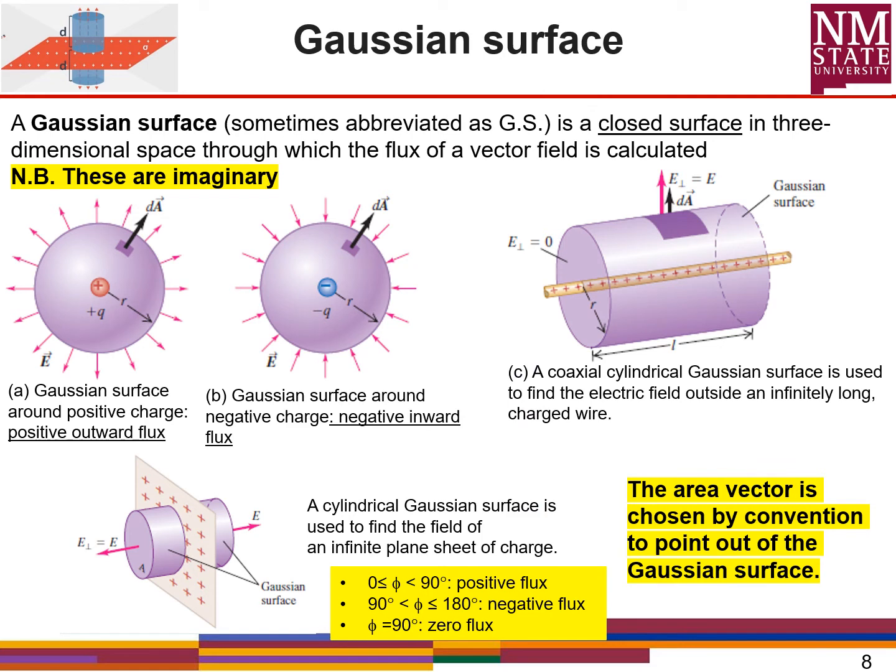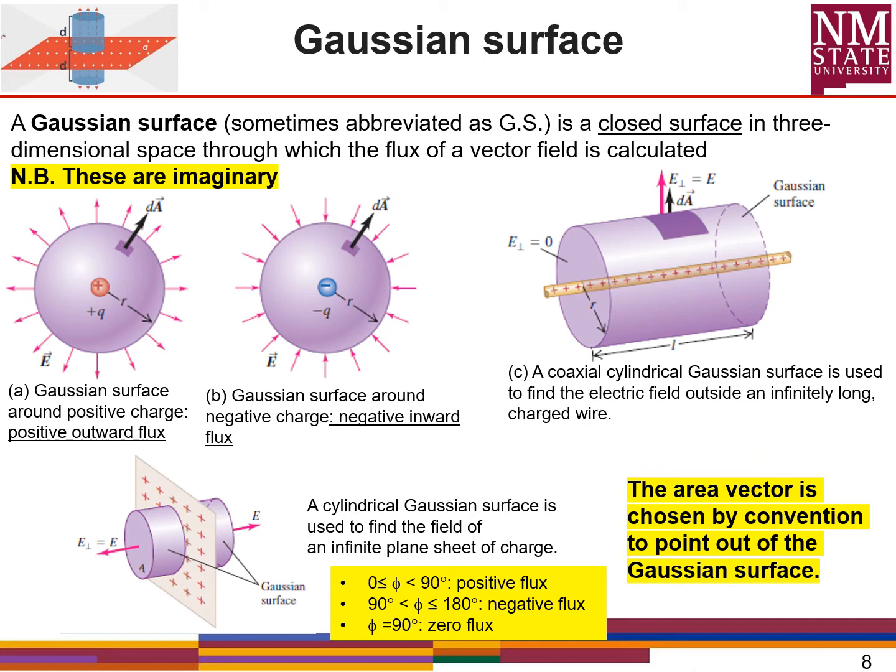Before I go to Gauss's law, let's talk about the Gaussian surface. It is very important. A Gaussian surface, sometimes abbreviated as G.S., is a closed surface in three-dimensional space through which the flux of a vector field is calculated. That is the Gaussian surface. And the main thing is that these Gaussian surfaces are imaginary surfaces. Let me give you some examples of Gaussian surfaces.